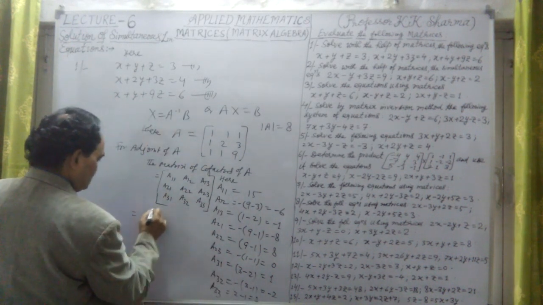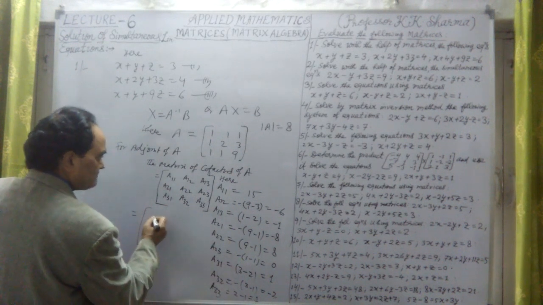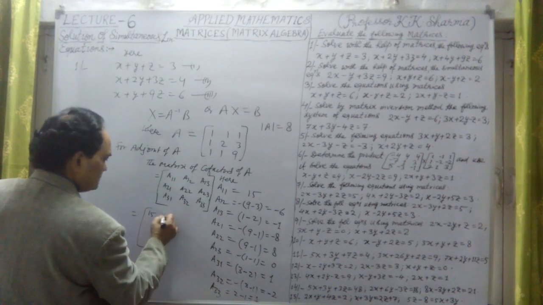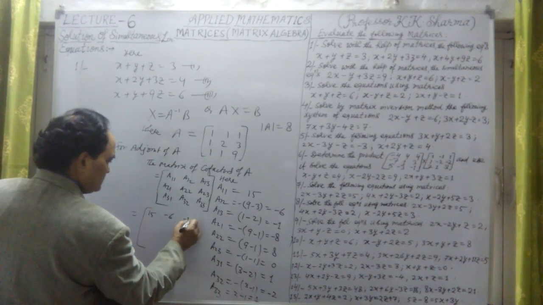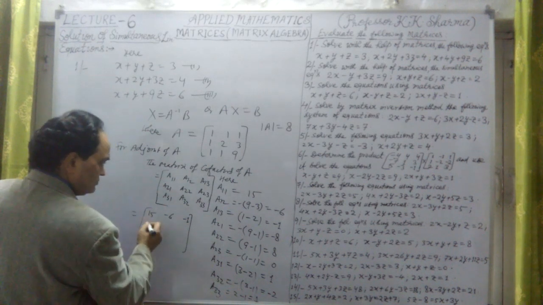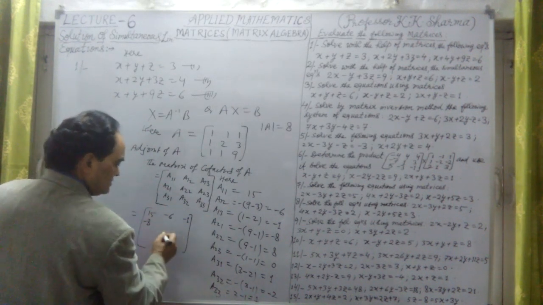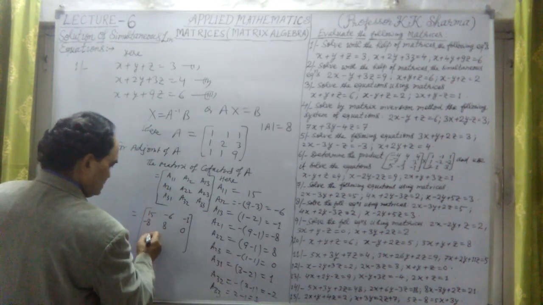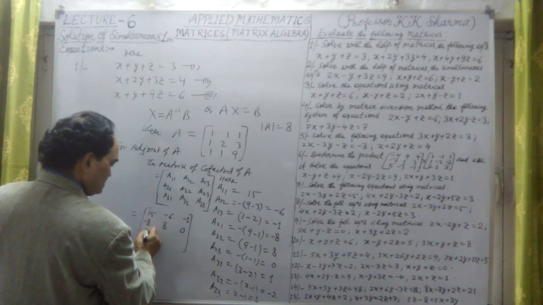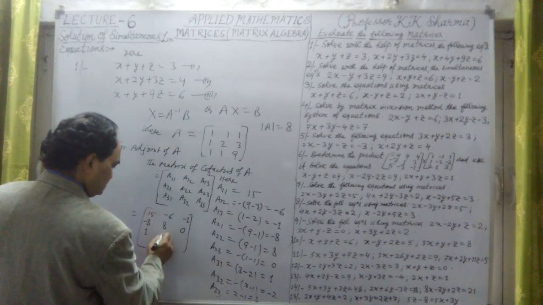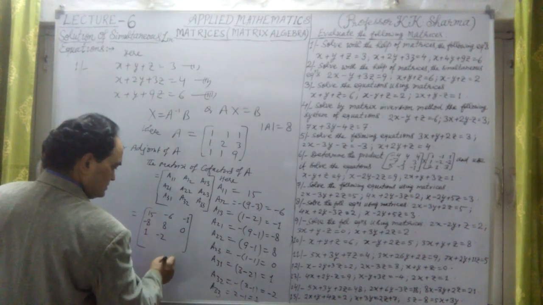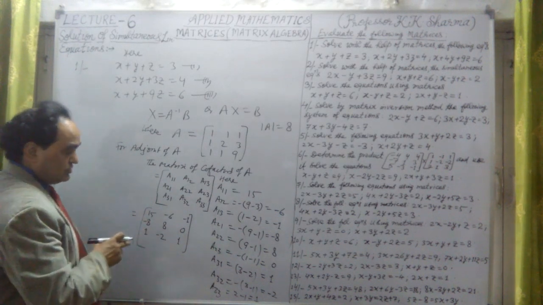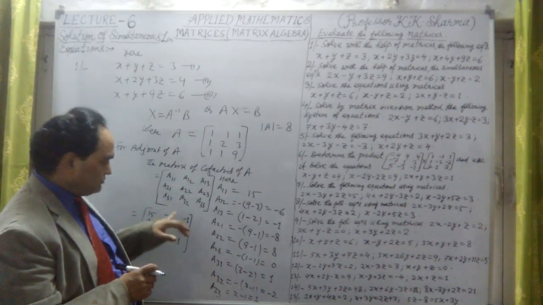So, the matrix of cofactors that we write here: A11 is 15, A12 is minus 6, then A13 is minus 1, A21 is minus 8, A22 is 8, A23 is 0, A31 is 1, A32 is minus 2, and then A33 is 1. Okay, this is the matrix of cofactors, but we will transpose it.